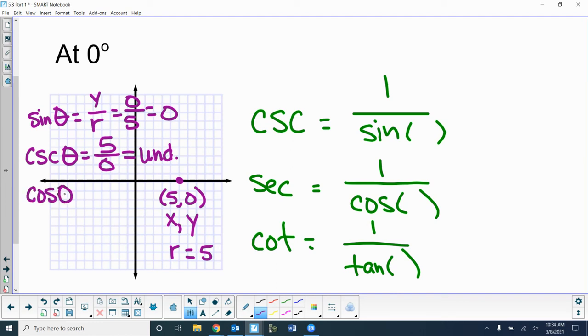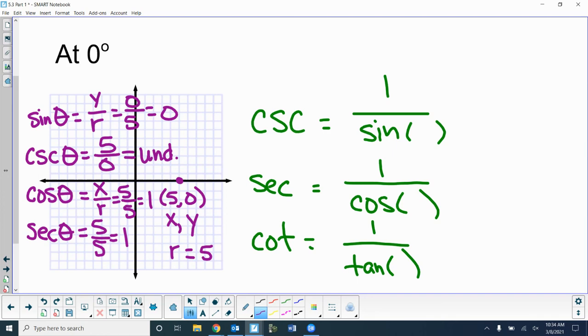Cosine of theta. Remember, C comes before S in the alphabet, so X comes before Y, right? What's my X value? What's my R value? So the answer is 1. Secant is also 5/5. You follow me?